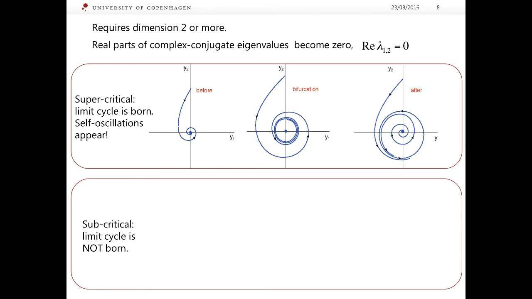The second version of Andronov-Hopf bifurcation is called subcritical bifurcation.